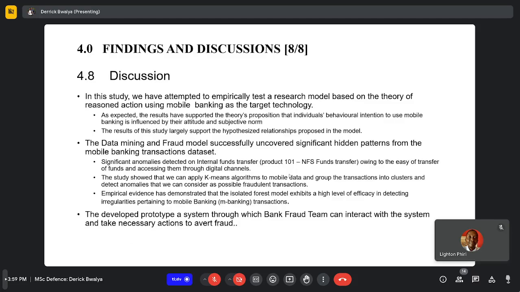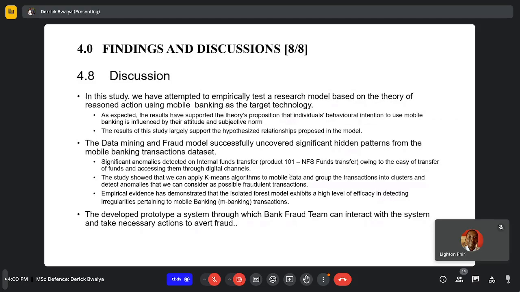What is the discussion in this study? We have attempted to empirically test a research model based on the Theory of Reasoned Action using mobile banking as the target technology. As expected, the results have supported the theory proposition that individuals' behavior intention to use mobile banking is influenced by the attitude and subjective norms.